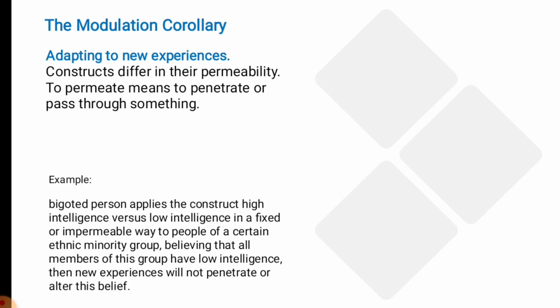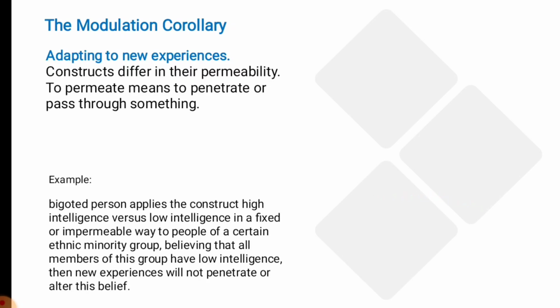The modulation corollary focuses on adaptation to new experiences. Constructs differ in their permeability. To permeate means to penetrate or pass through something. Okay, an example here is a bigoted person applies the construct high intelligence versus low intelligence in a fixed or impermeable way to people of a certain ethnic minority group, believing that all members of this group have low intelligence, then new experiences will not penetrate or alter this belief.